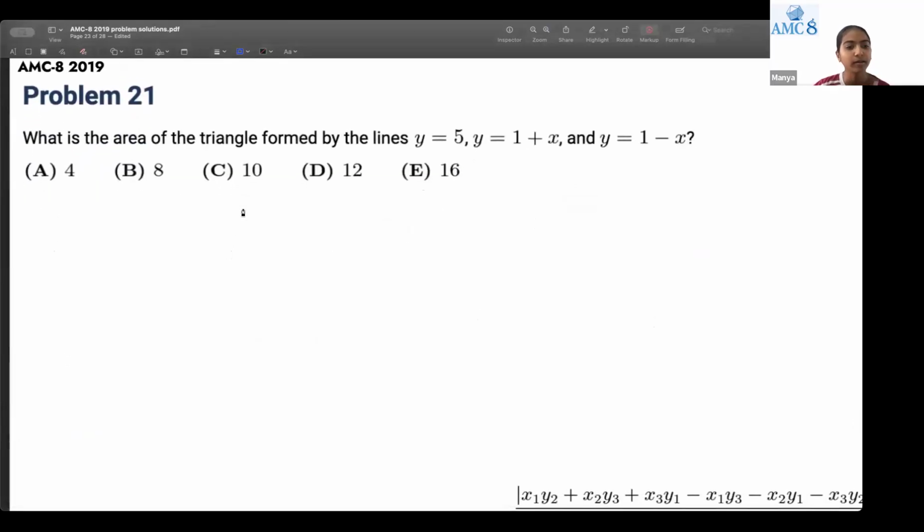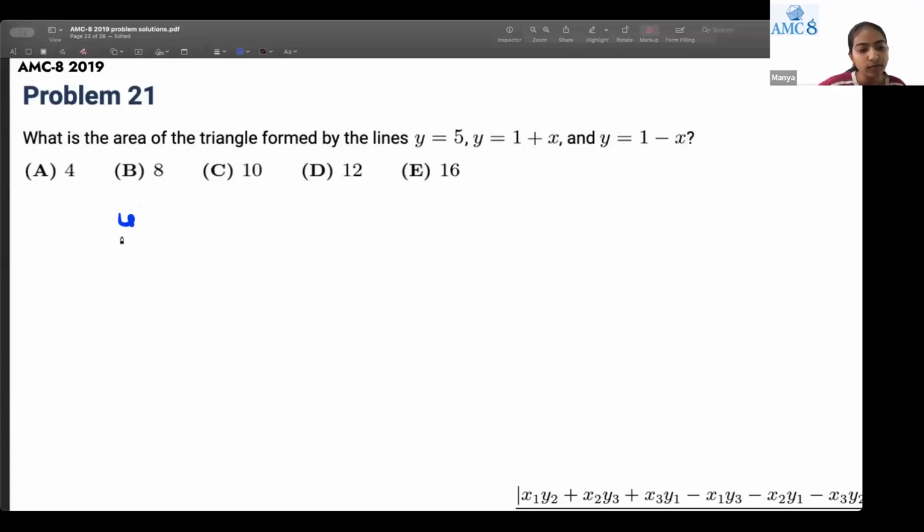Problem number 21. What is the area of the triangle formed by the lines y equals 5, y equals 1 plus x, and y equals 1 minus x? For us to find out the area of this triangle, we'll have to know the coordinates on the graph so that we can graph this triangle. Or I'll teach you a simpler way to solve this problem.